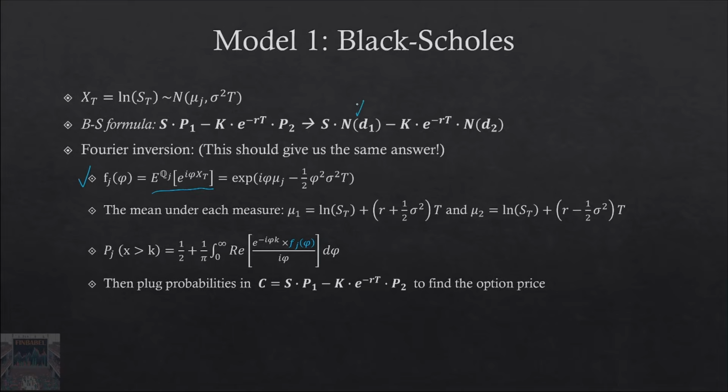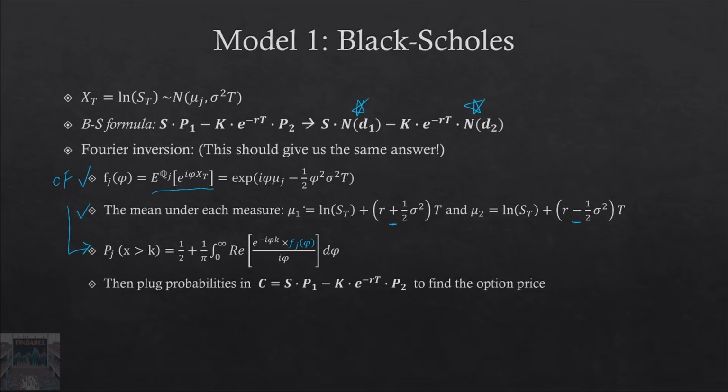And also, N of d1 and N of d2 stand for probabilities under two different measures. So the mu's will be different, and I've written them down right here. If you've learned about Black-Scholes before, you should know that there's a sign difference here and here. And once we know our characteristic function, we'll use it in the Fourier inversion formula right here.